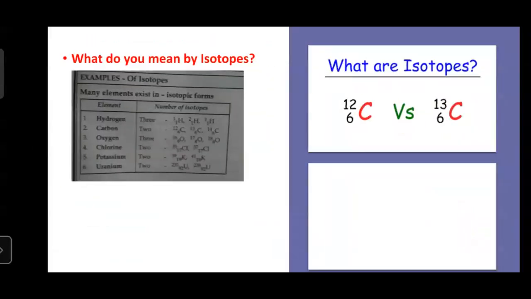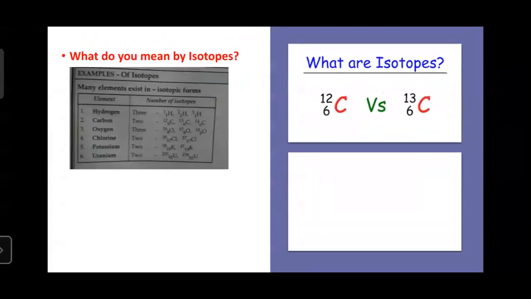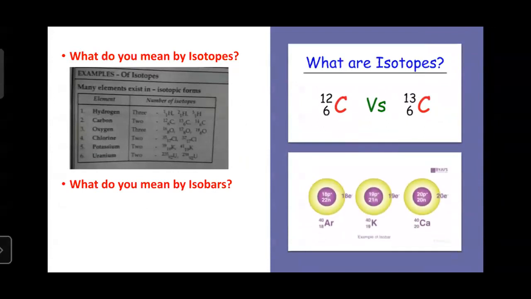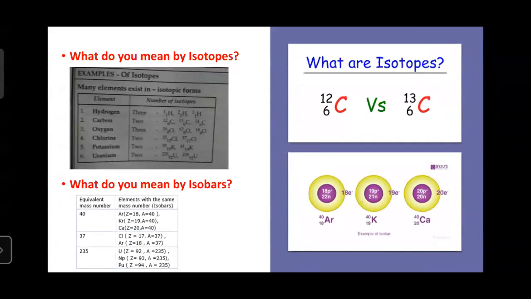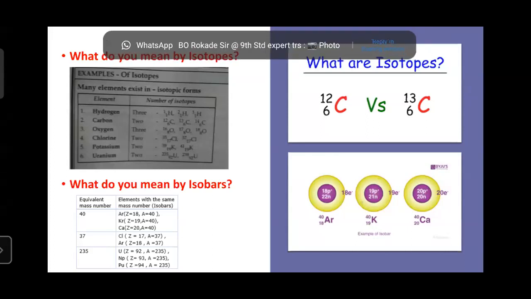So next, what do you mean by isobars? Here argon, potassium, and calcium are examples. Argon has atomic number 18, and the atomic mass number is 40. The atomic mass number is the same, 40, 40, 40, for argon, potassium, and calcium. So here the atomic number is different for those elements.